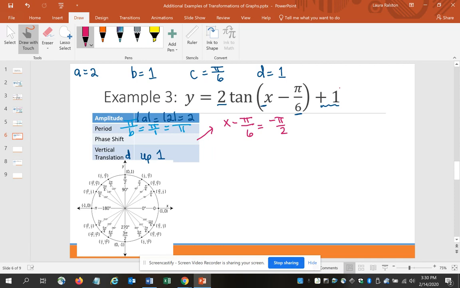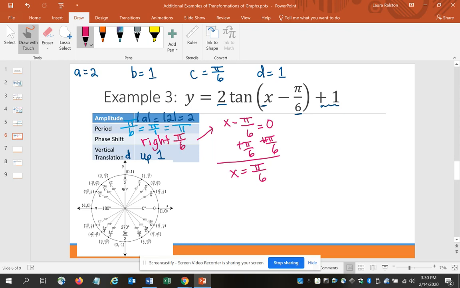Well, really to find the phase shift, we should do C over B. So to find the phase shift, let me back up. To find the phase shift, we are going to set it equal to 0. All right, and then we'll think about finding the starting point. So we're going to set this equal to 0. So we add pi sixth. So x equals pi sixth. Since it's positive, that tells me I'm going to move it to the right, pi sixth.